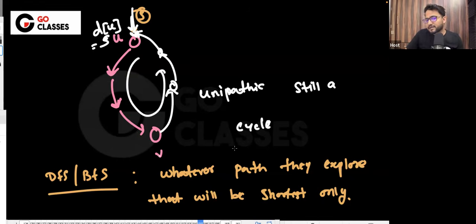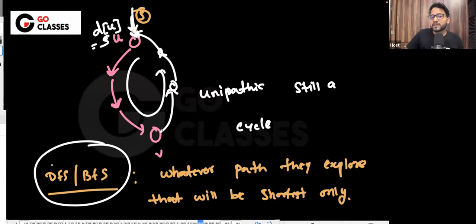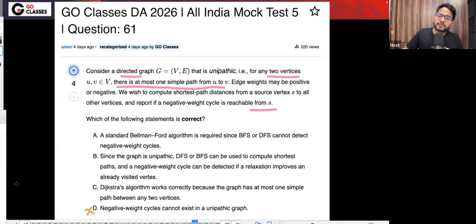So in this particular specific example, we can easily detect the negative weight cycle using DFS or BFS. Yes, we can apply Bellman-Ford for sure, but it is not required. So option A is saying that standard Bellman-Ford is required and DFS cannot do it. So that's why this is wrong.